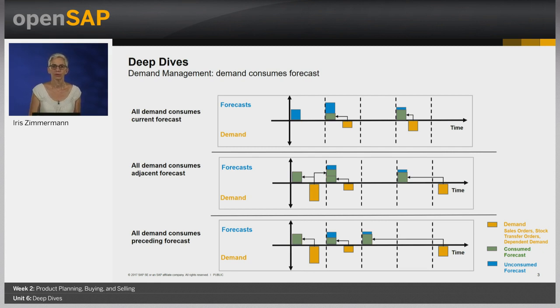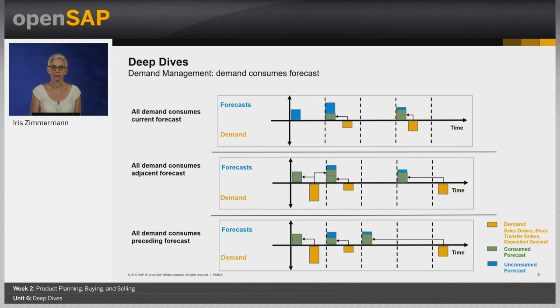In the three figures, you see in blue the forecast that are placed on top of the timeline. In yellow, you see the actual demand at the bottom of the timeline. And green is the consumed part of the forecast. The dotted line separates the buckets. The first graphic for demand consumes current forecast shows that the demand consumes the forecast of the same bucket. If the actual demand is in May, only the May forecast is consumed.